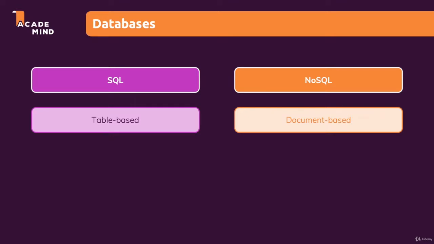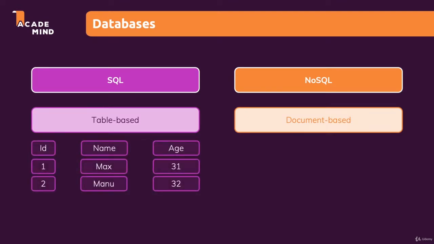In a SQL database, data would be stored like this. We have a table with three columns, for example. The column names are ID, name, and age. And then data entries are stored as rows in those tables. So the first entry would have an ID of 1, a name of Max, and an age of 31. The second entry here would have an ID of 2, a name of Manu, and an age of 32.